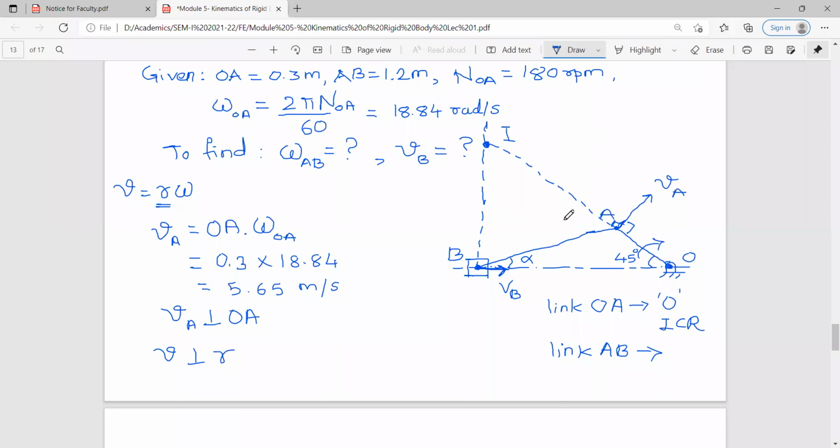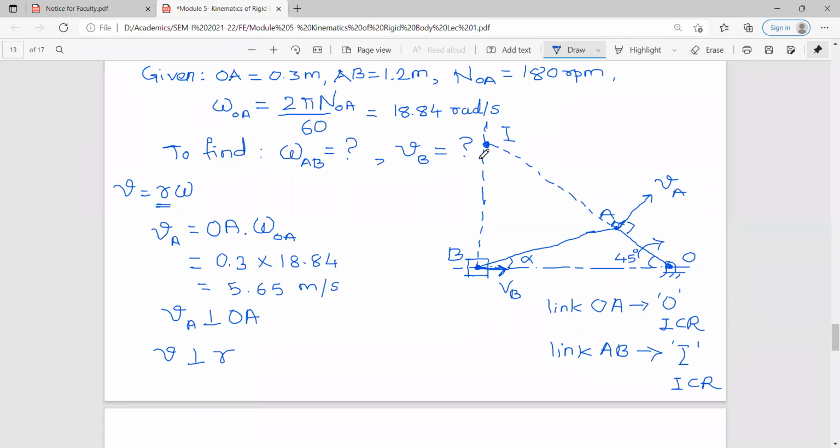See, if you want to find out the ICR for any link from the direction of velocities of any two points, this is the way. Fortunately, we know in which direction point B is moving and in which direction point A is moving. So by knowing these directions and drawing perpendiculars to them, we located the ICR for connecting rod AB. So for link AB, I will say I is the ICR.